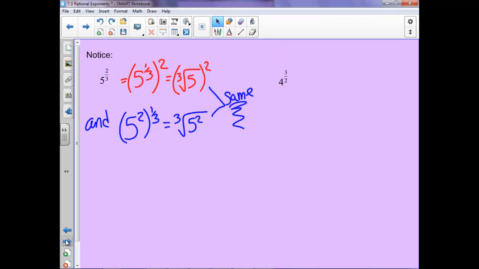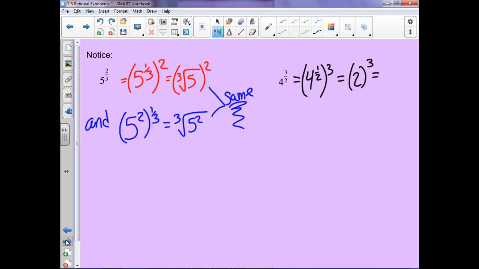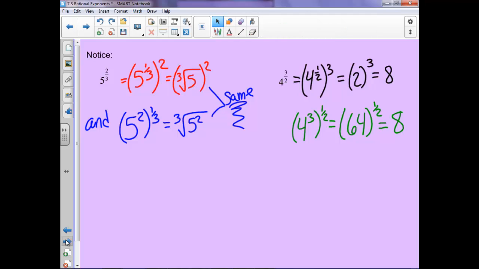So on this side, doing the same idea, we can write this as 4 to the 1/2 cubed. Well, 4 to the 1/2 is the square root of 4. Square root of 4 is 2. 2 cubed is 8. Or, we could have written it as 4 cubed to the 1/2. 4 cubed is 64. And we still have to the half, which means the square root, which is 8. So it doesn't matter which way you do first. Typically it's easier to do the roots first, but that doesn't always work.